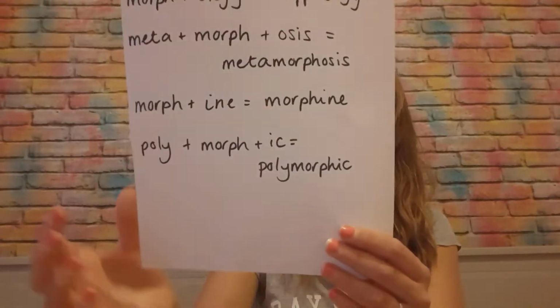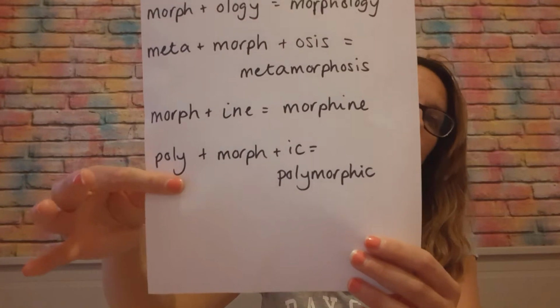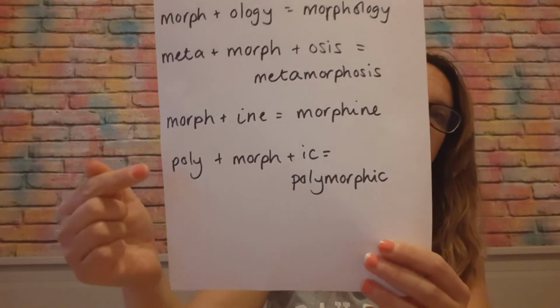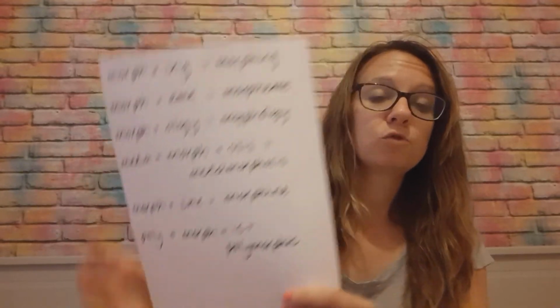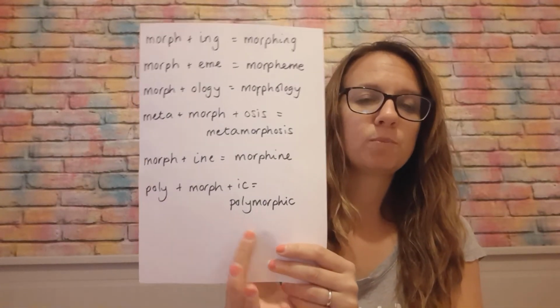And then this last one here I want you to figure out as well. Polymorphic. I'm not going to tell you what poly means, but I'm just going to make you think of the word polygon, okay, from maths. So polymorphic. First of all, what do you think poly means? And then what would polymorphic mean? So pause the video and have a chat about that.